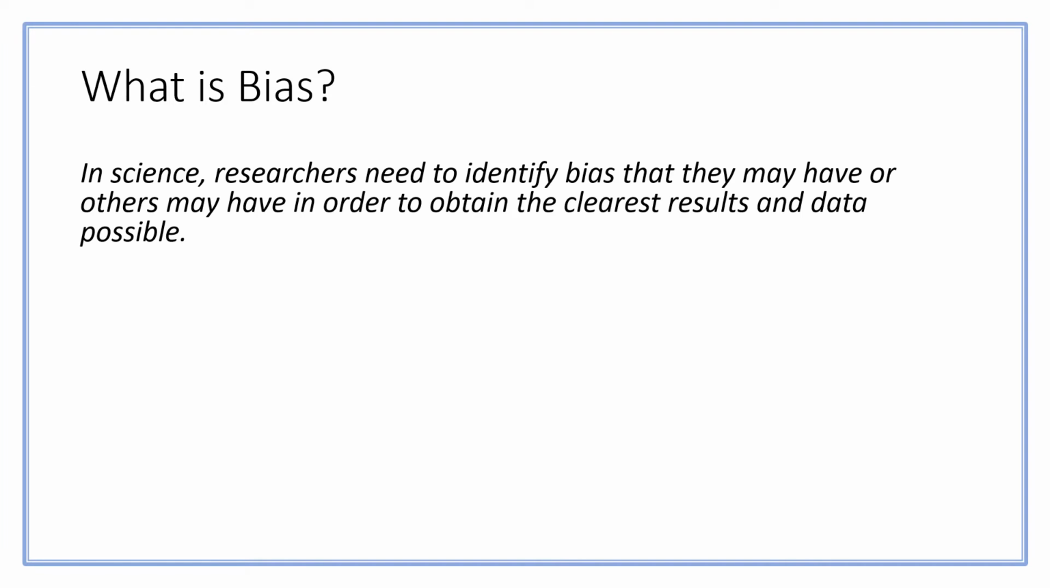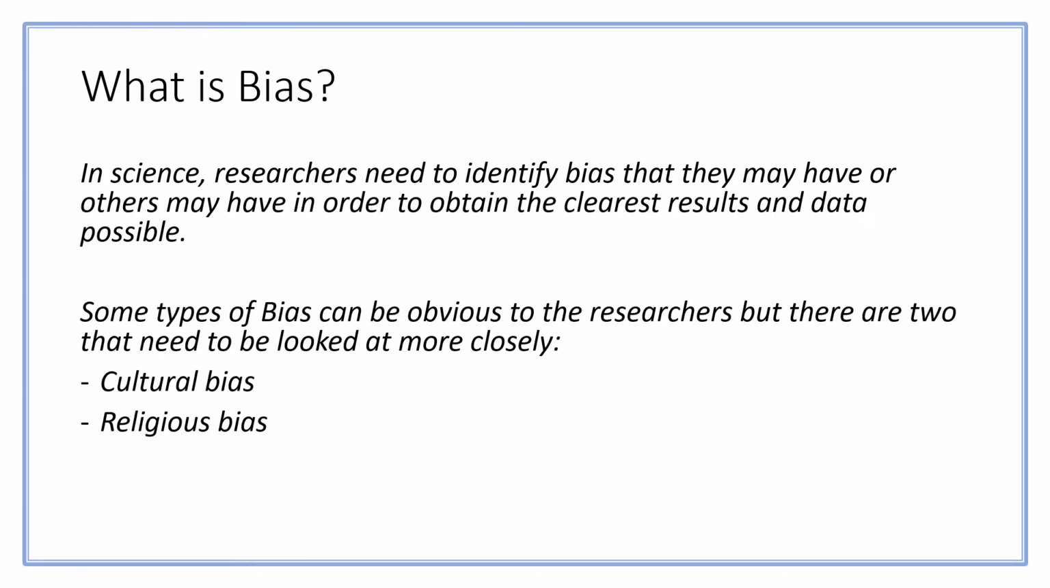What is bias? In science, researchers need to identify bias that they may have or others may have in order to obtain the clearest results and data possible. Some types of bias can be obvious to the researchers, but there are two that need to be looked at more closely: cultural bias and religious bias.